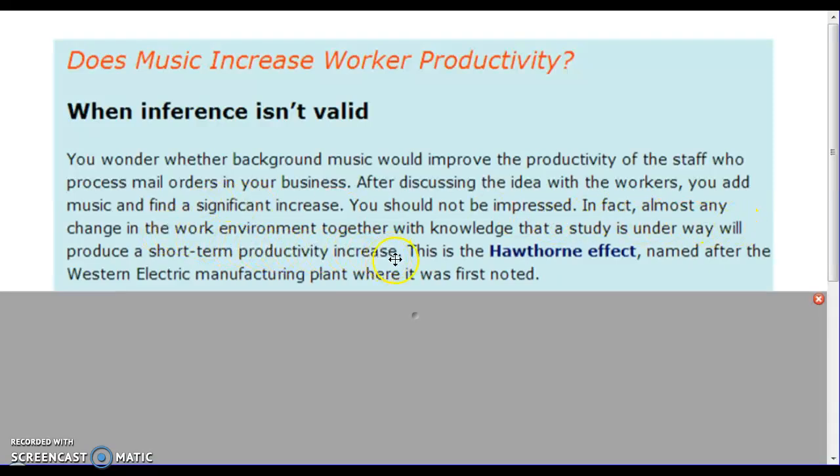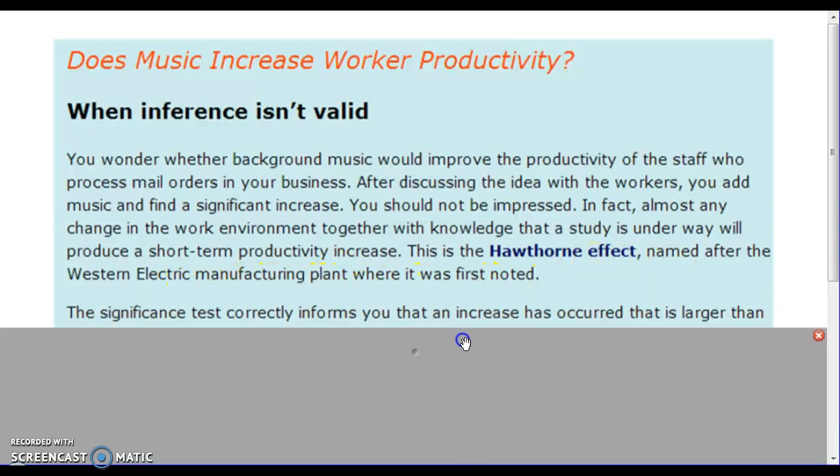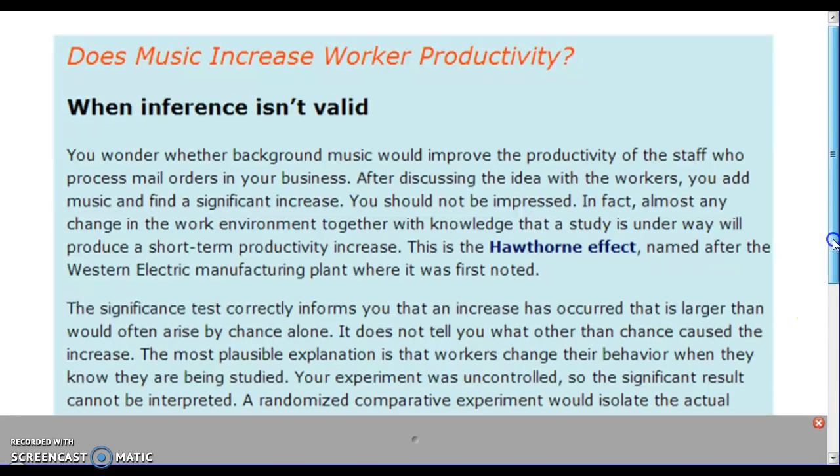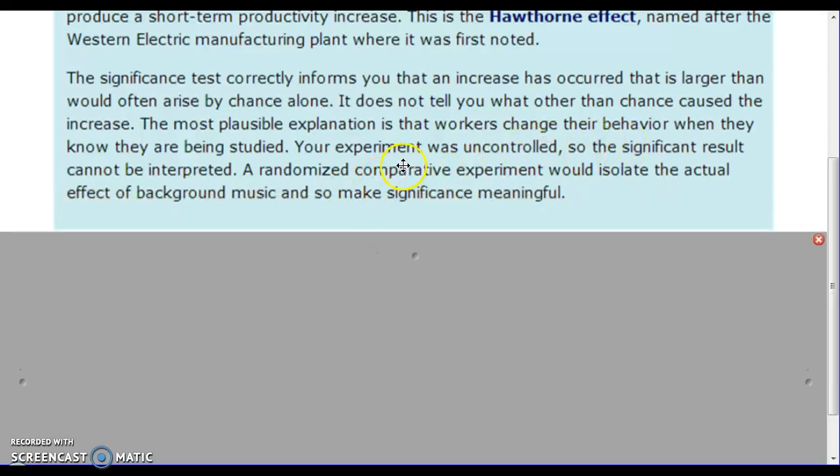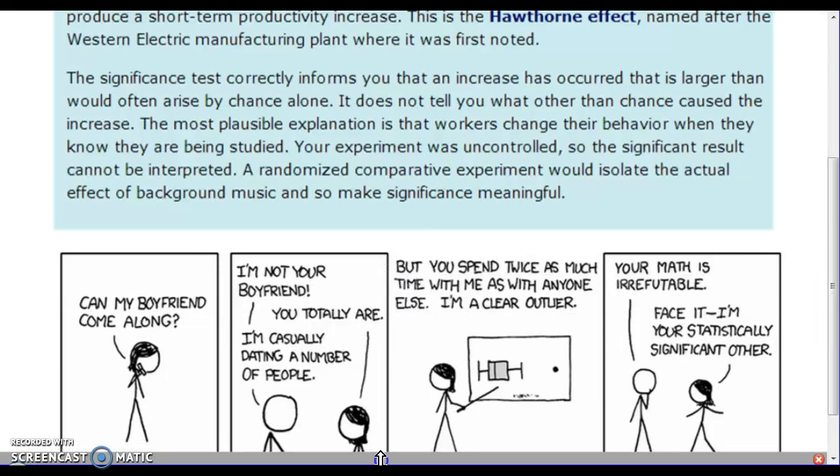In fact, almost any change in the work environment, together with the knowledge that a study is underway, will produce a short-term productivity increase. This is called the Hawthorne effect, named after the Western Electric manufacturing plant where it was first noted. So the significance test correctly informs you that an increase has occurred that is larger than would arise by chance alone. It does not tell you what other than chance caused the increase. The most plausible explanation is the workers change their behavior when they know they are being studied. Your experiment was uncontrolled, so the significant result cannot be interpreted. A randomized comparative experiment would isolate the actual effect of the background music and so make significance meaningful.